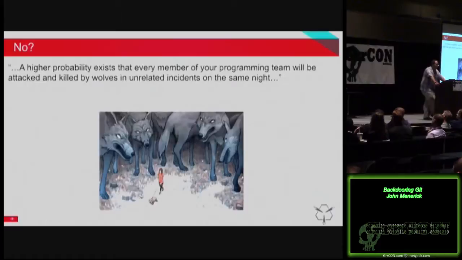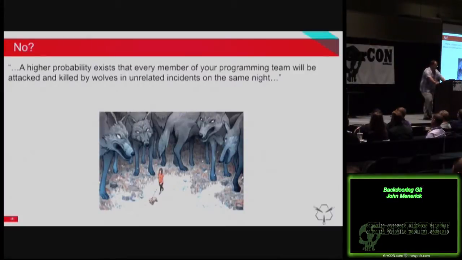Now, the nice part about Git, by design, is that it's tamper evident. So if you start mucking around in the history, everything following down to current time will be tamper evident. All those hashes will change, and it will be very obvious what happened when. So the sad part is, if you want to try breaking that hash, realistically a higher probability exists that every member of your programming team will be attacked and killed by wolves in unrelated incidents on that same night. So if you have a really tight tinfoil hat, you should take your development team rifle shooting and shotgun shooting.